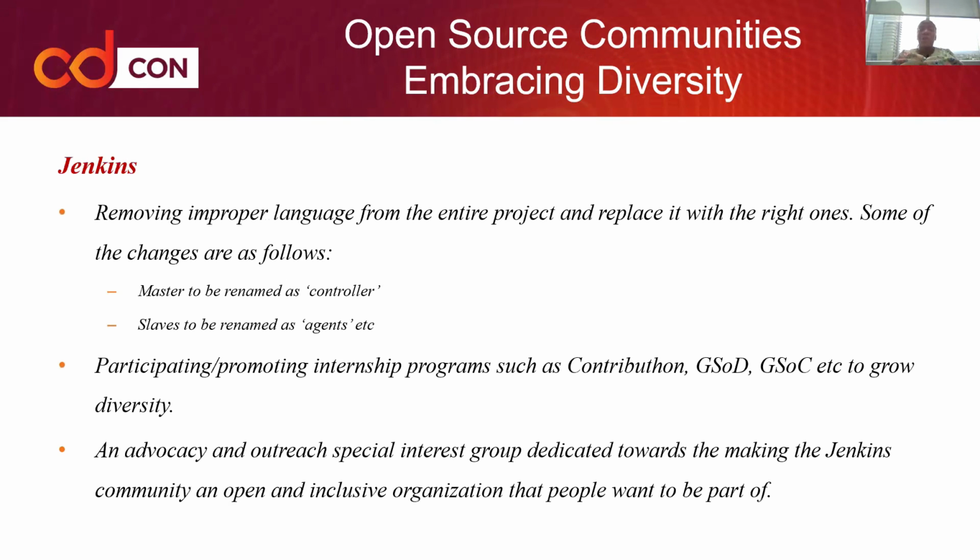Another organization which I'm very conversant with is the Jenkins organization, and this organization is also committed towards improving diversity and inclusion within the community. Some of the things they've put in place is to remove improper language from the entire project and replace it with the right ones. Some of these changes include renaming master to controller, slave to agent, blacklist to deny list, whitelist to allow list, and so many other terminologies like that.